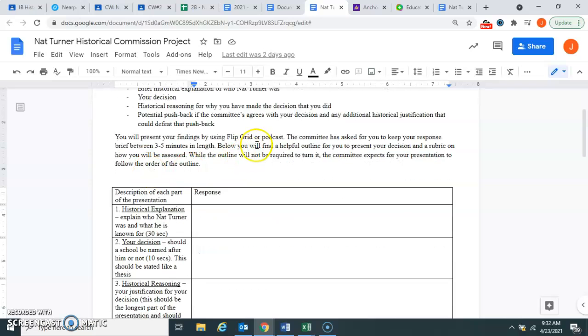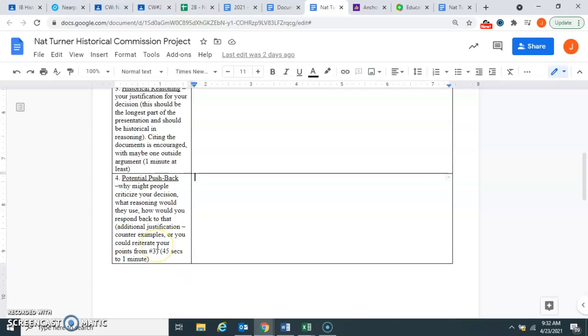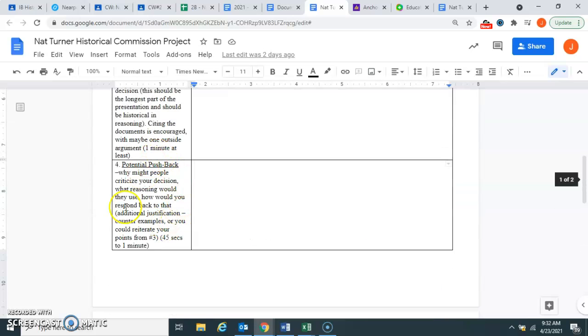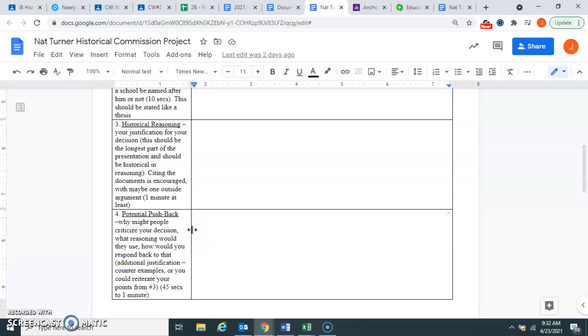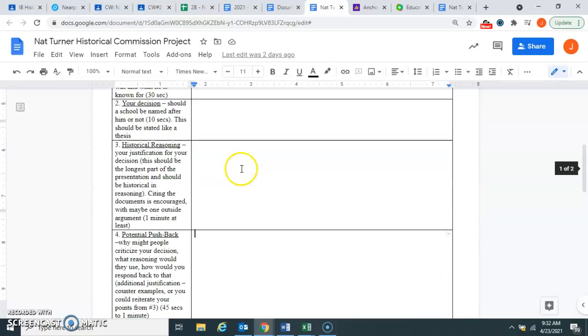After they would go through that, the final assignment would be titled Nat Turner's Historical Commission Project, which is where they would be either posting a Flipgrid or a podcast between 3 and 5 minutes, discussing as a historical analyst if a high school in Virginia should be renamed Nat Turner High School or what potential controversies could arise from that. So I would have an outline for them to follow along. I like this potential pushback for enrichment. Basically, you've given me your decision. What would people criticize your decision for? And can you provide additional justification to push back on that criticism? And then my rubric would be right here.